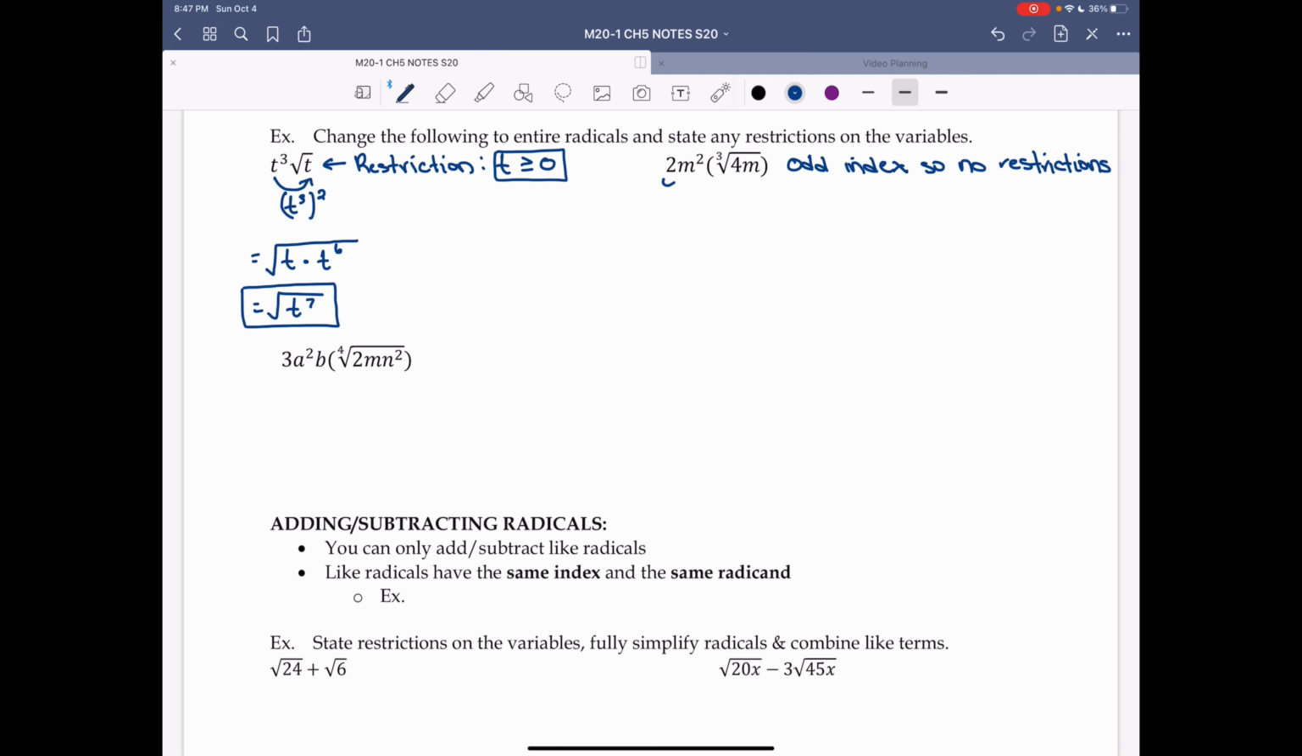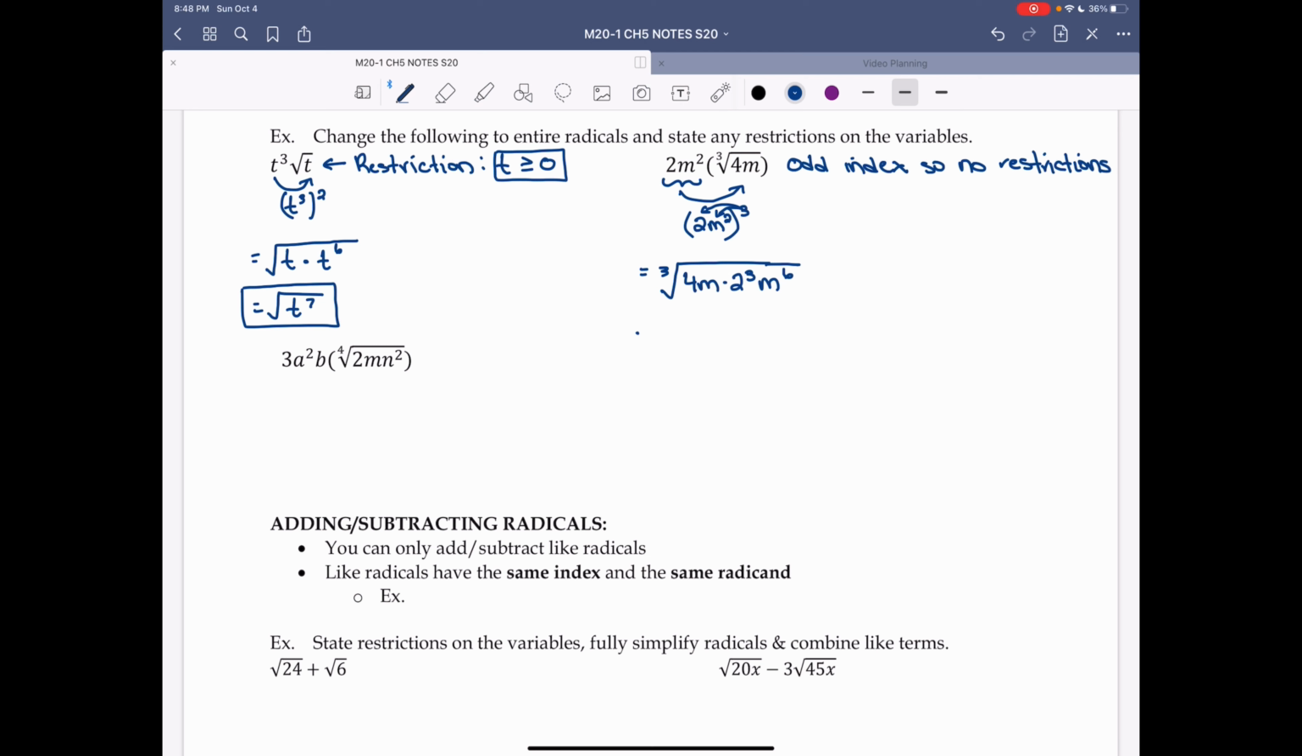Next one, index is odd, therefore we have no restrictions. We want to bring 2m squared underneath the cube root. We're going to have to do 2m squared all to the power of 3. We get the cube root of 4m times 2 to the power of 3, m to the power of 6. So power of a product rule, we apply this 3 into the brackets to each term of the product. So we get 2 to the 3, and then m to the 2 to the 3 is power of a power rule. Multiply the exponents, we get m to the 6.